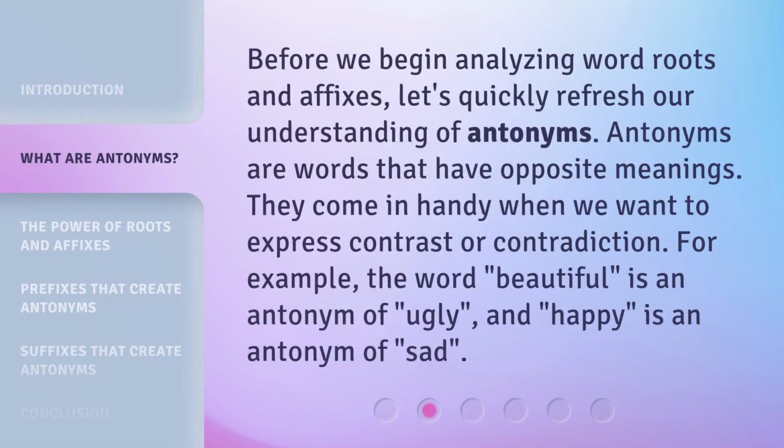Before we begin analyzing word roots and affixes, let's quickly refresh our understanding of antonyms. Antonyms are words that have opposite meanings. They come in handy when we want to express contrast or contradiction. For example, the word beautiful is an antonym of ugly, and happy is an antonym of sad.